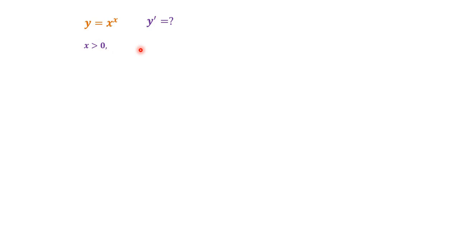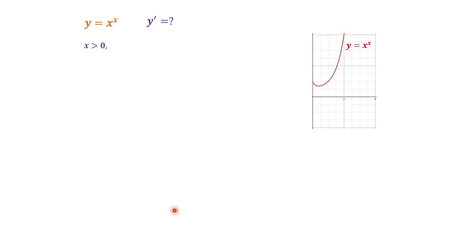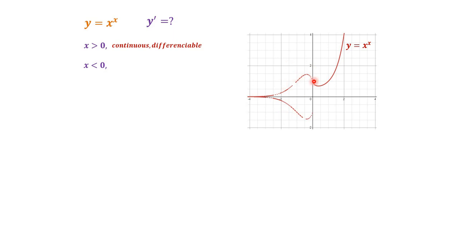So I have to directly bring up the graph of this function right here. This is the graph of y is equal to x to the power of x. So you say it is continuous and differentiable in this range when x is positive. However, when x is negative, so here is the graph of this function. You will see there are lots of data points, but the function is discontinuous and not differentiable.